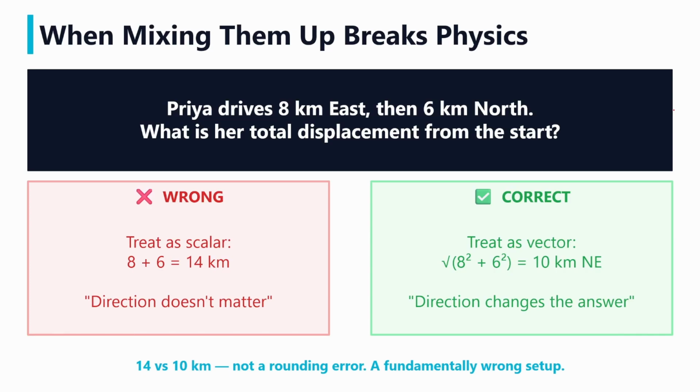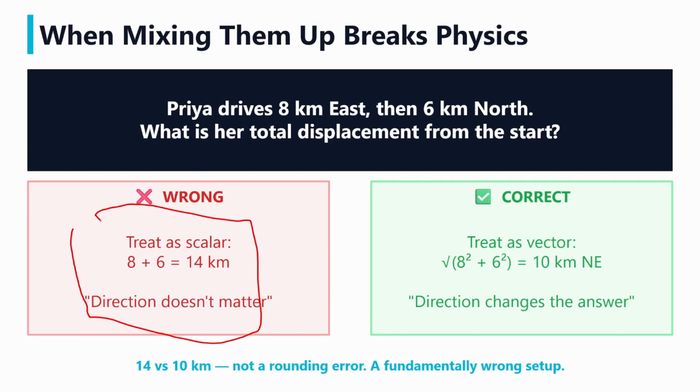Here's the moment where this stops being just definitions and becomes actual physics. Priya makes two legs of a journey, 8 kilometers east and then 6 kilometers north. What's your total displacement from the start? If you treat displacement like a scalar and just add the numbers, 8 plus 6 equals 14, you're wrong. You lost the direction information and your answer is physically meaningless. I know that's harsh, but this mistake will cost you marks in exams, okay?